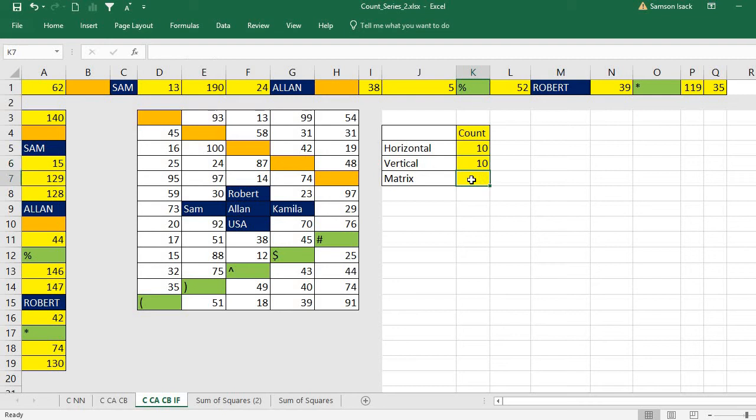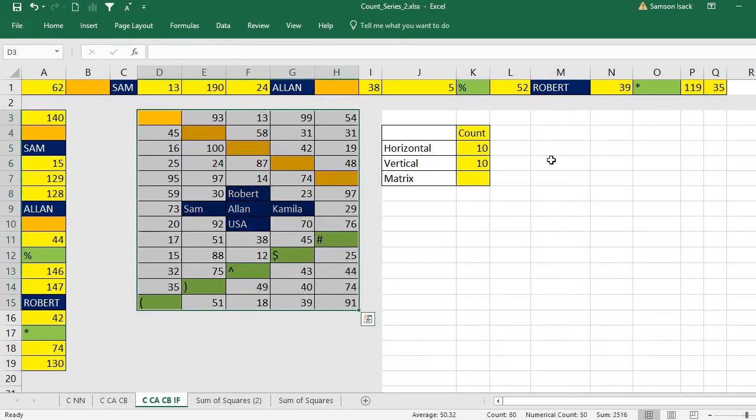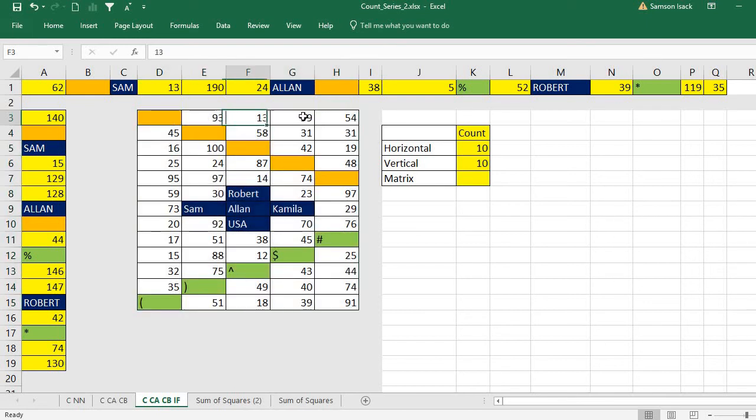What about the square matrix? Here, how many numerical values are there? We are going to count it. This square matrix has 5 columns and 13 rows, so 65 cells.